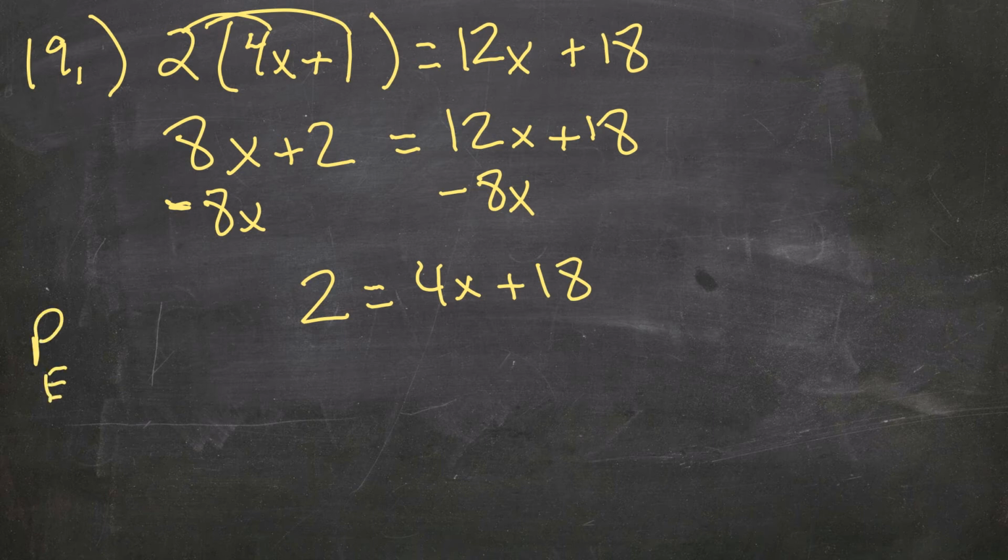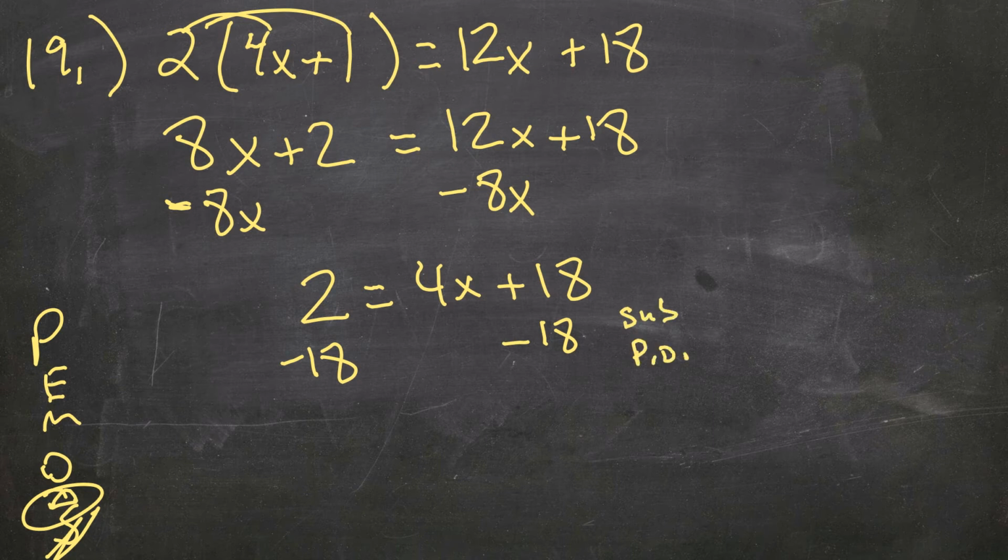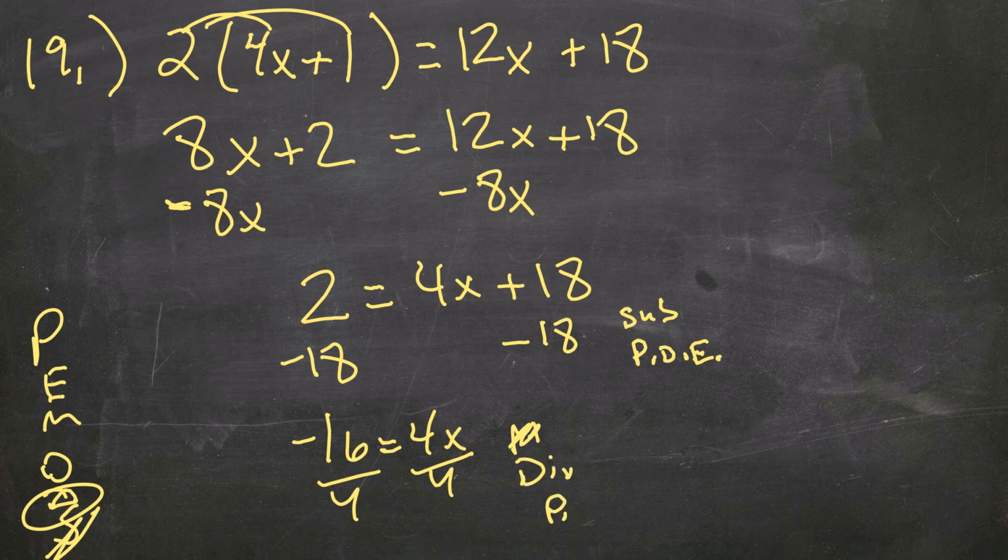Now I use my PEMDAS backwards if I want. I don't see any subtraction. I see addition. That's why I minus 18 from both sides. That is the subtraction property of equality. I get minus 16 equals 4x. Divide by 4, divide by 4. That is my division property of equality. I get x equals negative 4.